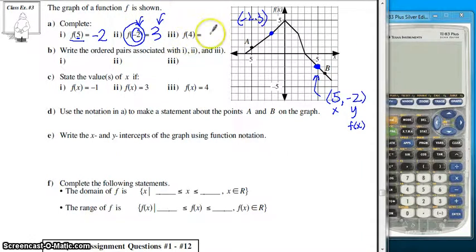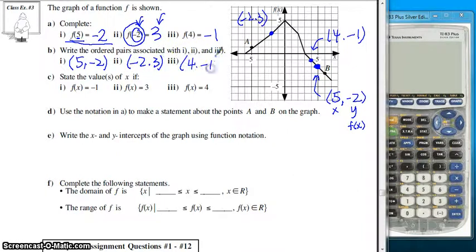So what's f of 4? Which means you look at when x value is 4. If you can read the coordinate 4, -1, then you know f of 4 is equal to -1. Does it make sense? Next, write the ordered pair. Whenever you have a function notation written like this, you can always convert this into a point, where your input is 5, your output is -2, x and y. Here, -2, 3. And here, 4, -1. Those are just the points I identify on my graph there.